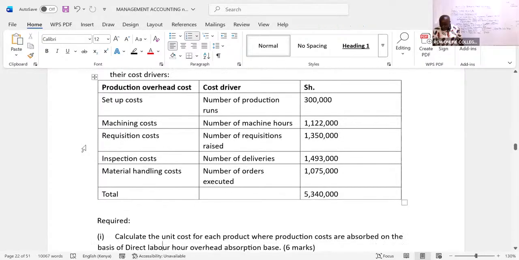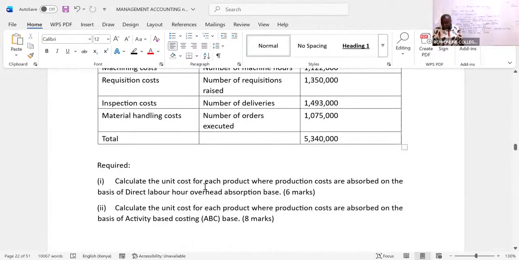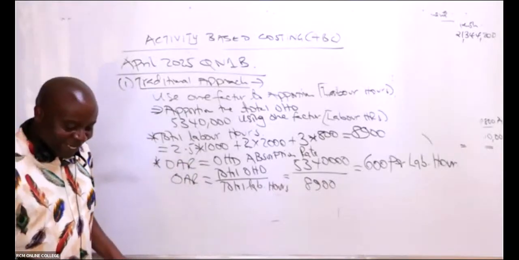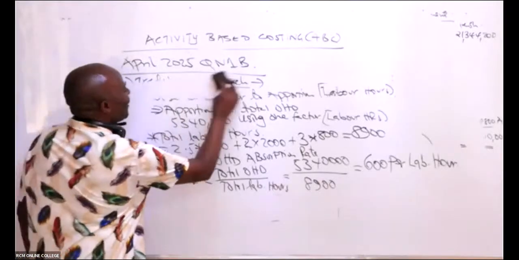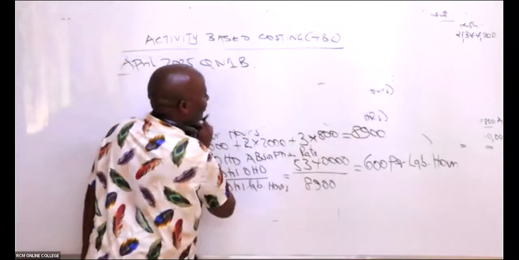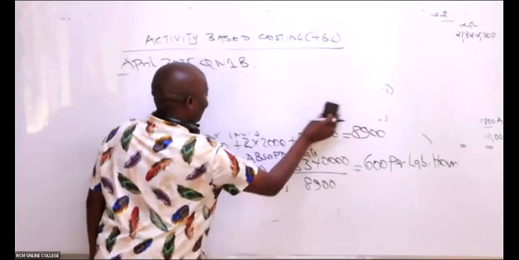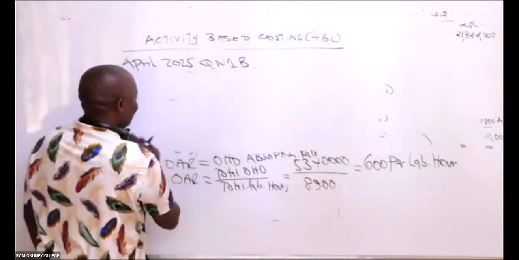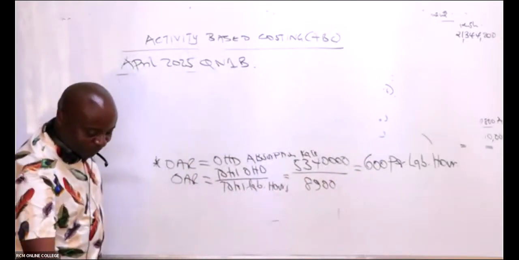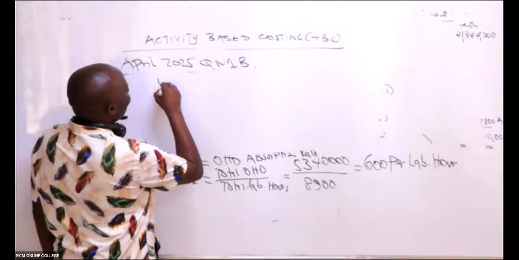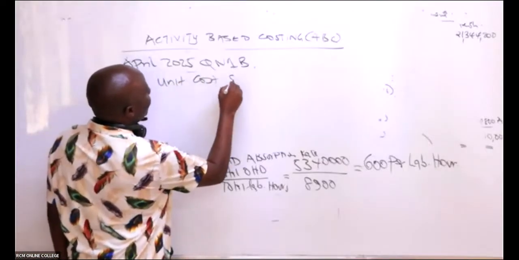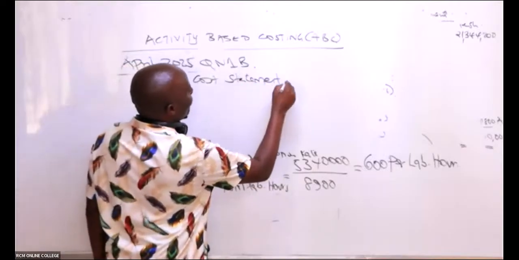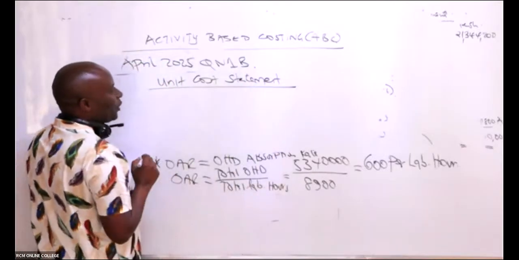So let me read the question. Calculate the unit cost for each product where production costs are absorbed on the basis of direct labor hour. So they want us to give unit costs. I love this. They want us to give them a unit cost statement.